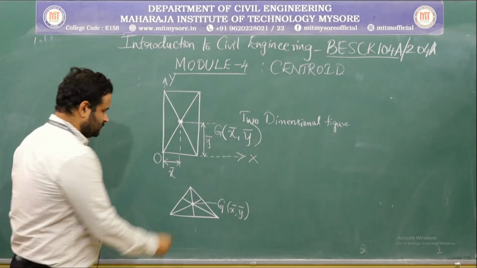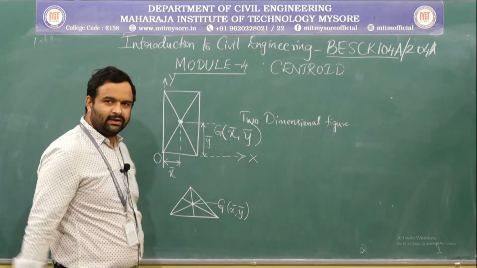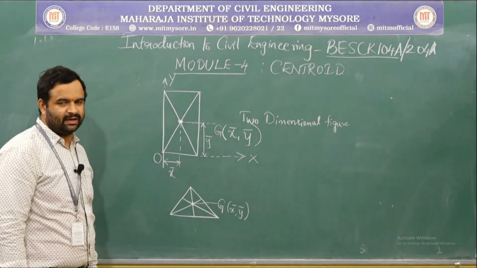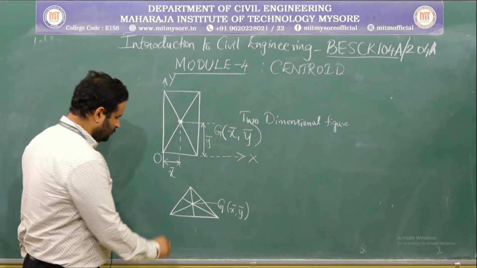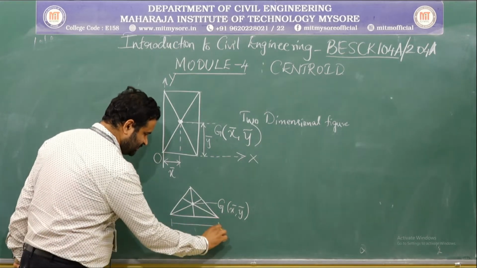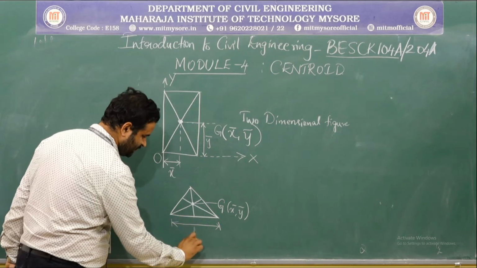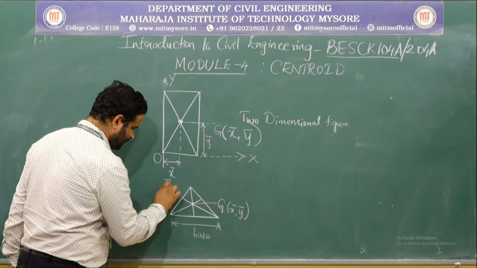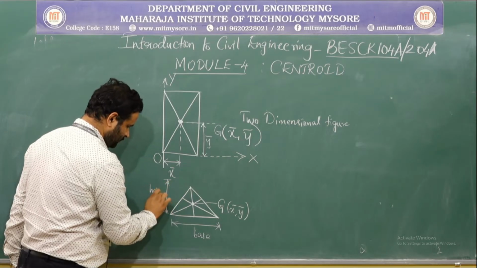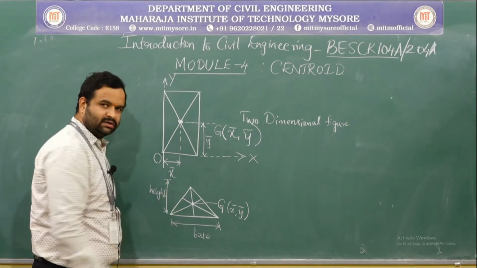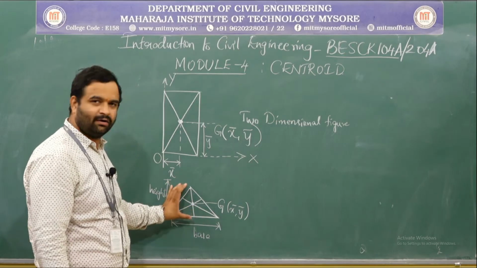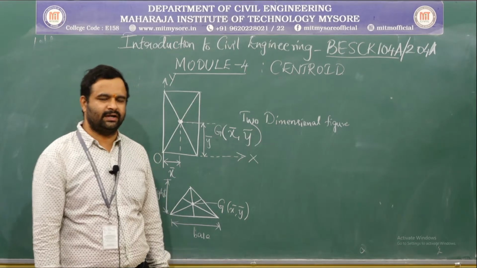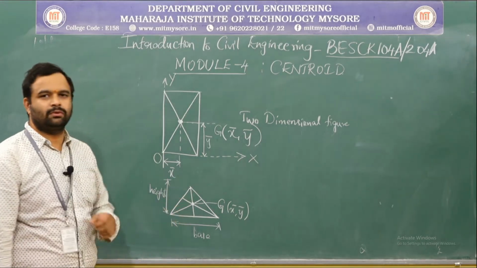Okay. So, for a triangle, this is the point where the centroid lies, but you do not know what is this distance. So, if you take this as a base and this as the height of the triangle, you cannot say that it is exactly half of the height or half of the base. No, it is not right. We need to determine that.